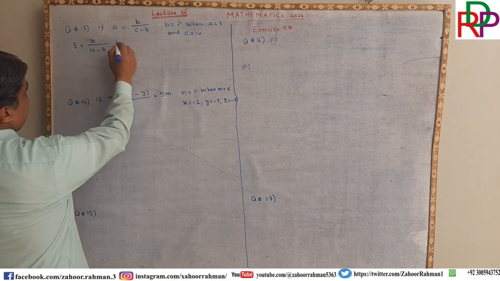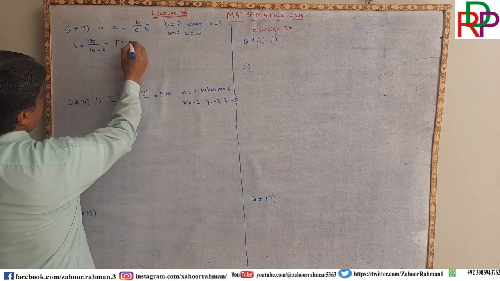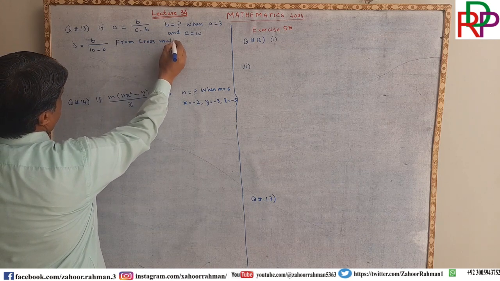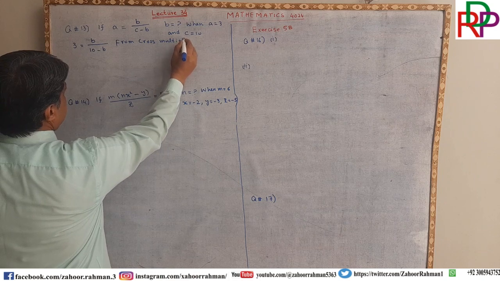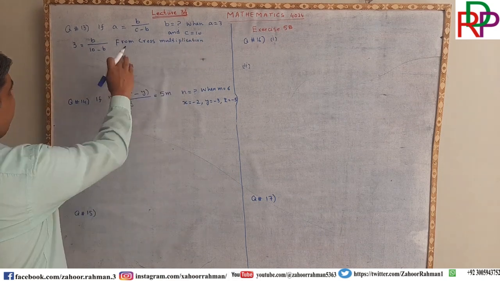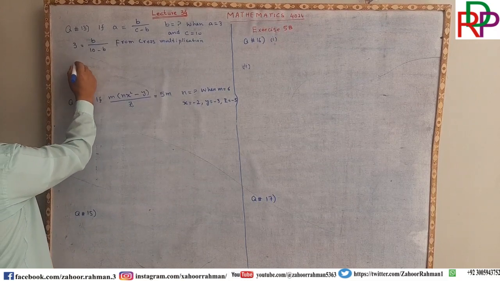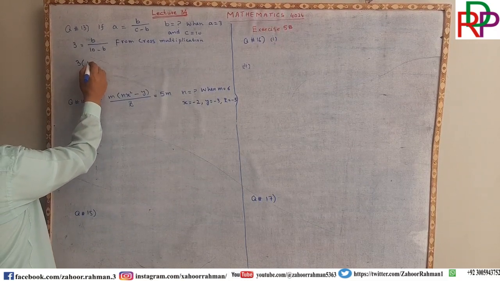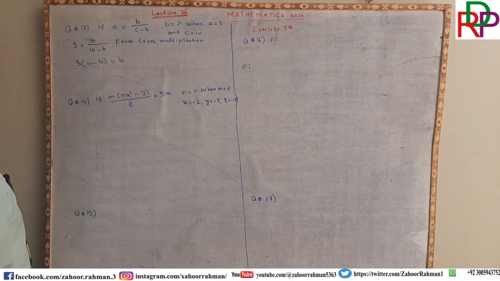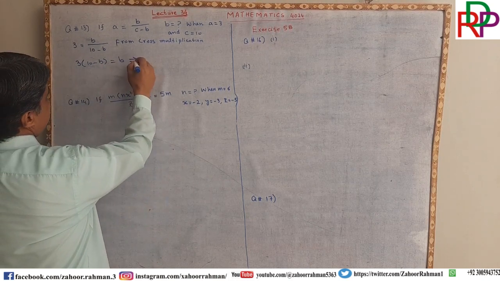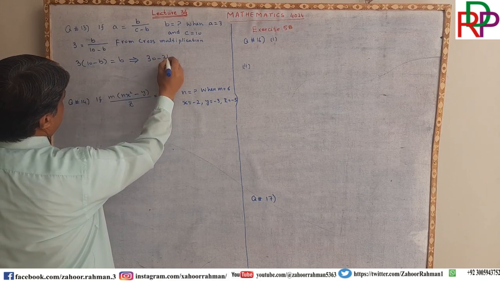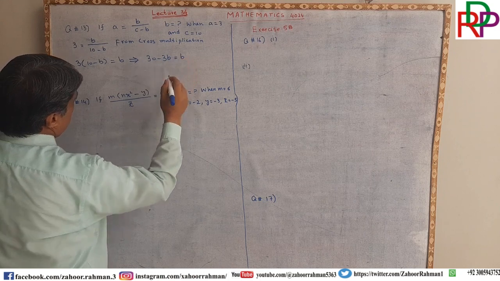Now from cross multiplication, let us now do cross multiplication. 10 minus B is equal to B. This implies that 3 tens are 30 minus 3B is equal to B.